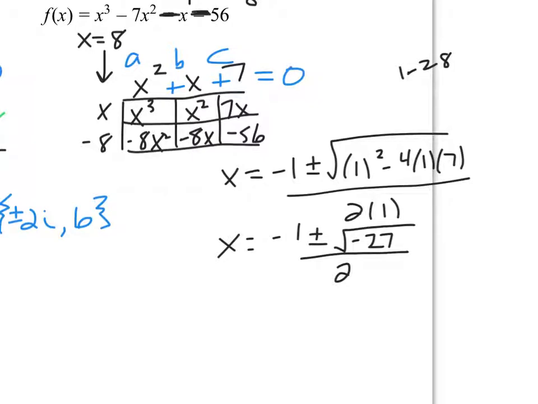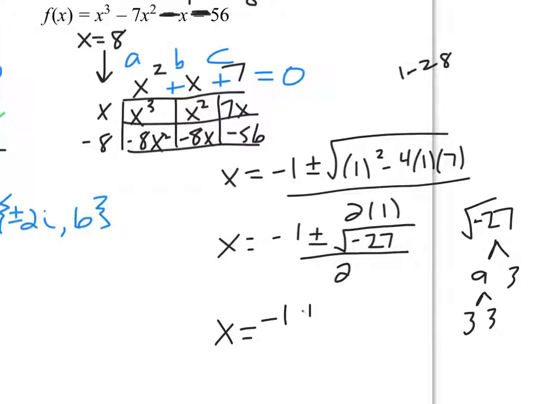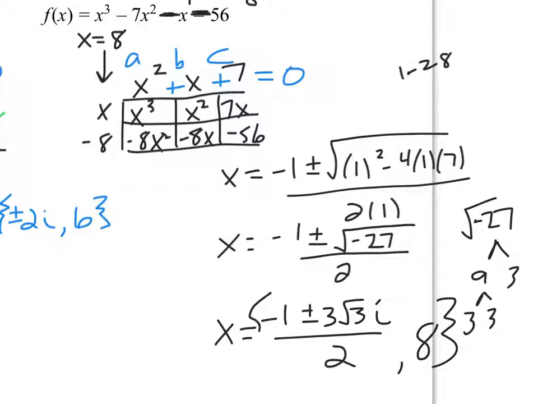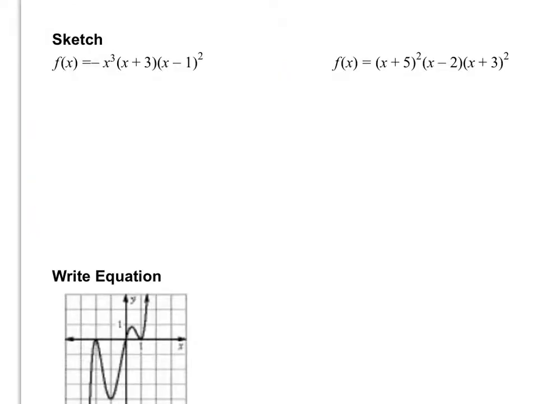And we need a factor tree, although y'all are getting really fast at simplifying square roots, so may not need this anymore. But we'll still do it just for fun. All right, negative 1 plus or minus 3 square root 3i, because it was a negative, over 2. And then what was my other answer? I started with 8. So there are my three answers.